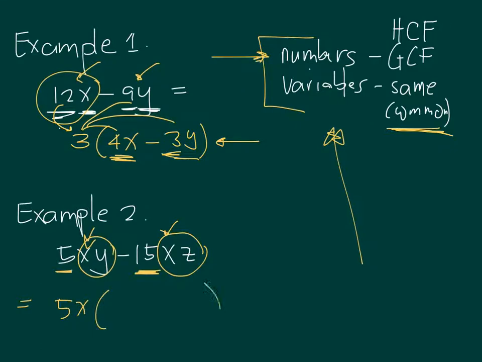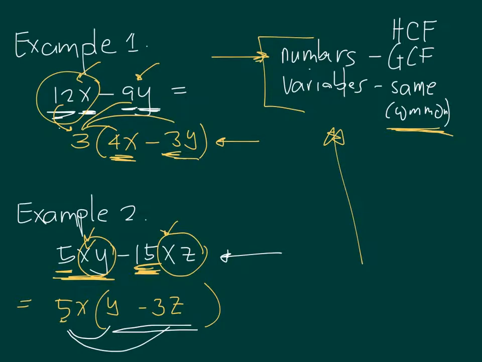So that will leave the first term with y and the second term with 15 divided by 5, which is 3, with the z. If you multiply 5x to the y and 5x to the minus 3z, you should get the given expression. Otherwise, if it is not the same, then your factoring is wrong. Notice as well that you can no longer factor out anything from y and 3z. So that means you were able to factor out all the common factors. Okay, example 3.